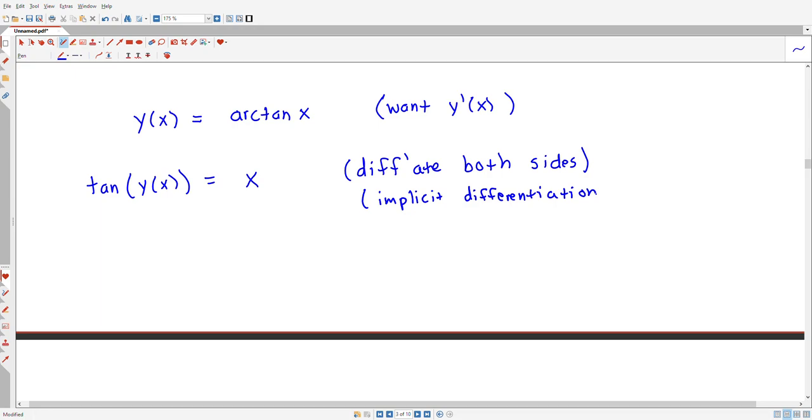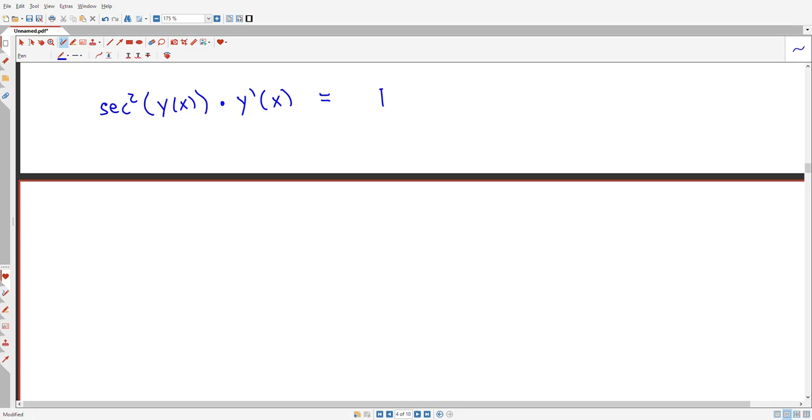So when I differentiate both sides, the derivative of tangent is secant squared of y of x times the derivative of that inside function, y prime of x. And keep in mind, that's what we want. And all of that equals the derivative of x, which is 1. So of course, I'm going to rearrange this equation to solve for what I want. y prime of x is now equal to 1 over the secant squared of y of x.